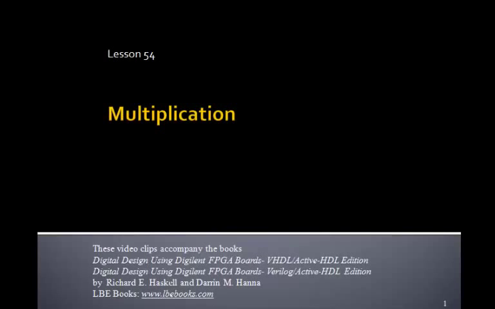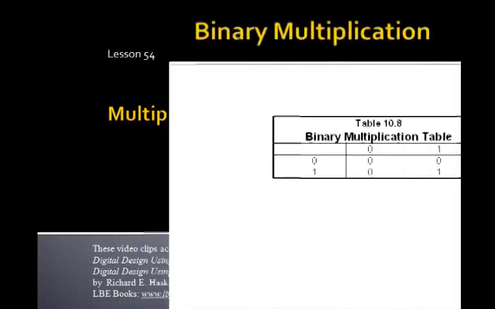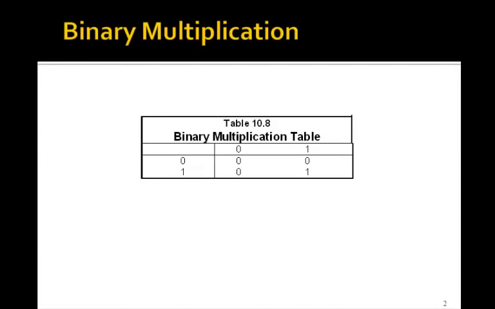This is lesson 54 on multiplication. Here is the truth table for a binary multiplication. Notice that the inputs can either be 0 or 1. 0 times 0 is 0, 0 times 1 is 0, 1 times 0 is 0, 1 times 1 is 1. So to multiply 2 bits, you just need an AND gate.